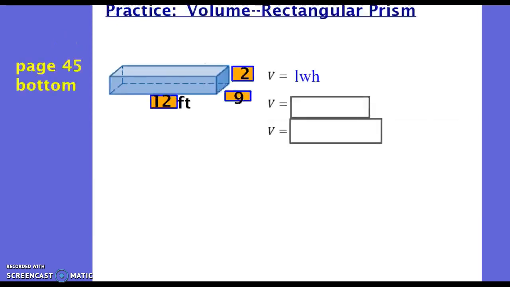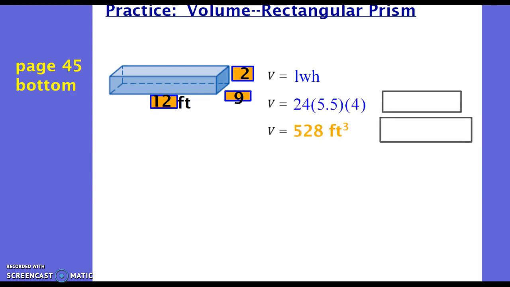Now, look at page 44 at the bottom and find this problem. It's the very bottom on the left-hand side. And I want you to practice that now. Find the volume of this rectangular prism, hit pause, and then hit play when you've done the work and you are ready. Okay, in the first line, you should put your formula. The volume is the length times the width times the height.